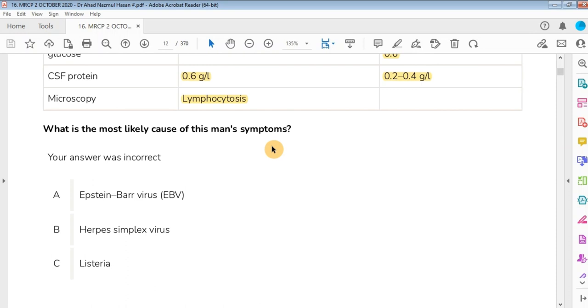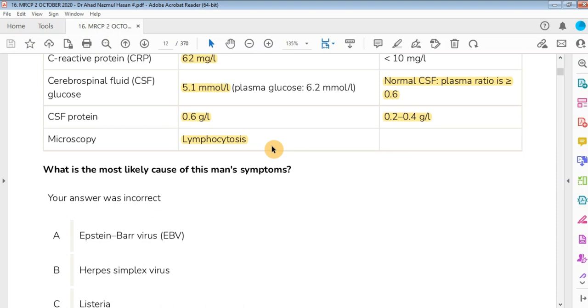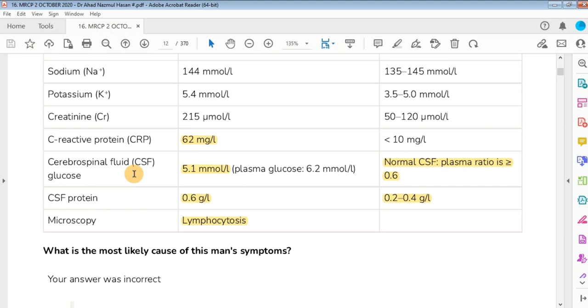So can anyone tell me the diagnosis here? What may be the most likely cause of this patient's symptoms? Okay, let's go for the interpretation of the CSF. CSF protein would be elevated in both bacterial infection as well as viral infection. In bacterial infection, the patient will have low CSF glucose, but in viral infection, the patient will have normal CSF glucose.